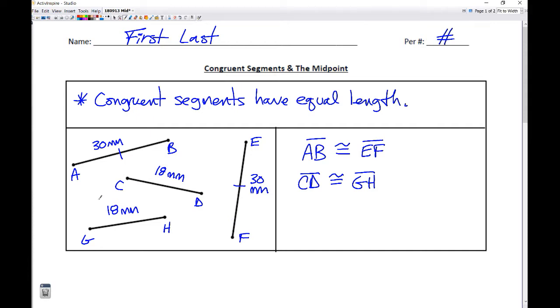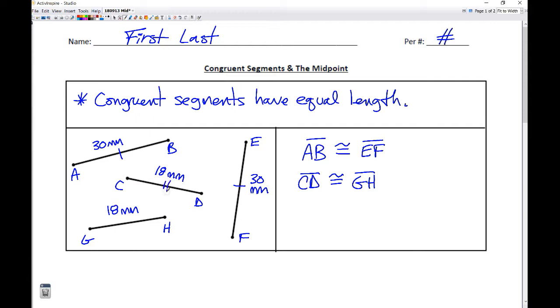Now I have these other two line segments here, right? And I want to say that CD is congruent to GH, but I can't just put one mark through here, because if I put one mark, then what I'm saying is CD is now congruent to AB. That doesn't work. It's clearly shorter, right? So yeah, we've got to put more than one mark.